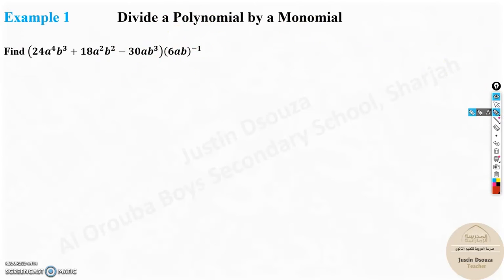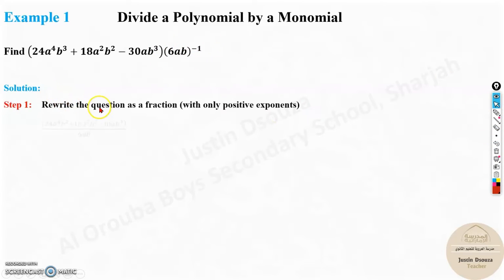Now, over here, they have given this. This is the question. Find so and so. And over here, we have a term 6ab whole power minus 1. This is very important. Why? Because this is the divisor. So how do we rewrite this? When we rewrite, we will get 24a to the power 4 b cube plus 18a squared b squared minus 30ab cube divided by, because it's power minus 1, this exponent can be made positive when it's taken to the numerator.